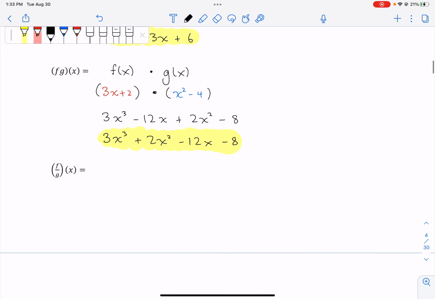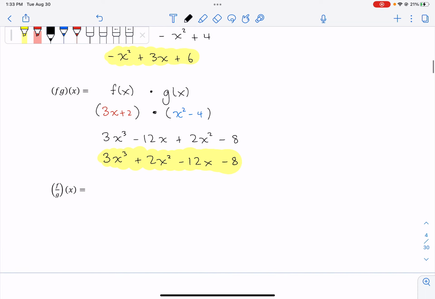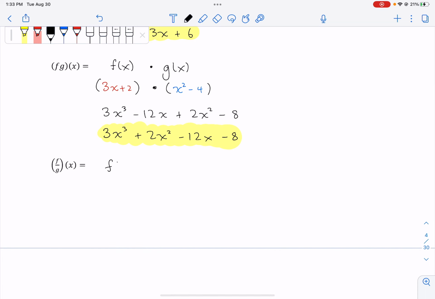And last but not least, we have f over g of x, which is f of x divided by g of x. This is just 3x plus 2 all over x squared minus 4. At this point, there's really no point in dividing things. If you've taken pre-calculus 12 already, you'll know what to do. But for now, we can just leave it like this.